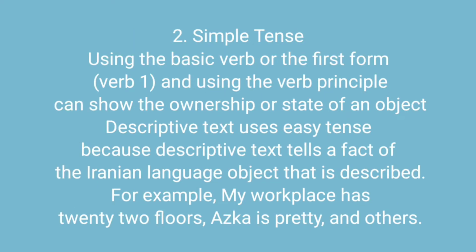Number 2, simple present tense using the basic verb or the first form, verb 1, and using the verb participle can show the ownership or state of an object. Descriptive text uses simple present tense because descriptive text tells a fact about the object that is described. For example, my workplace has 22 floors, Aska is 40, and others.